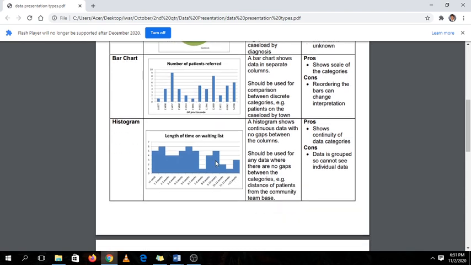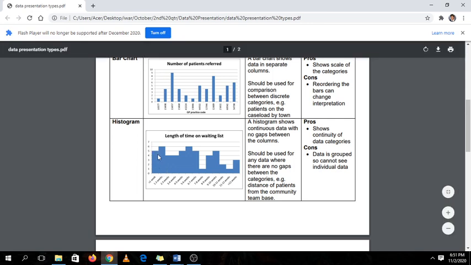There are no gaps between the columns. As you've noticed, the difference between a bar chart and a histogram is that the data are continuous. They are placed beside each other. Okay? So it should be used for any data where there are no gaps between the categories.